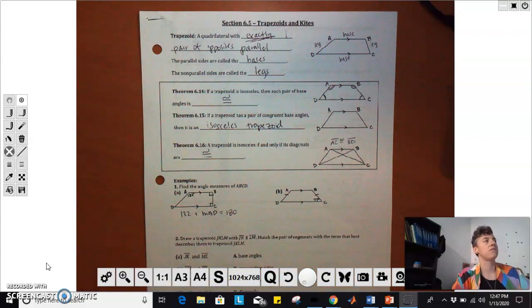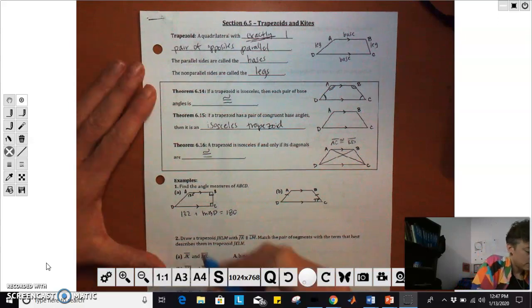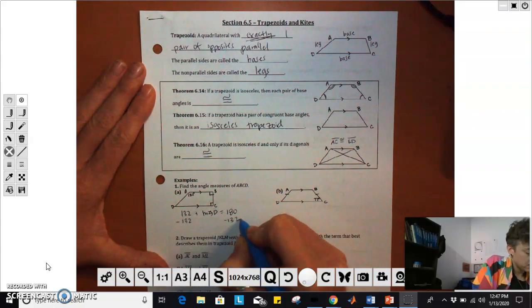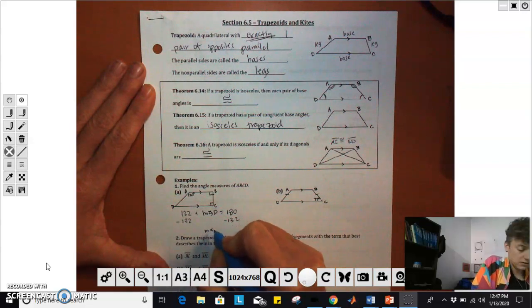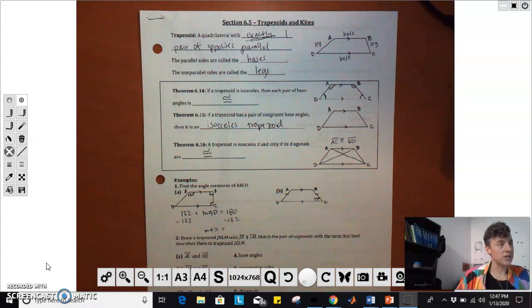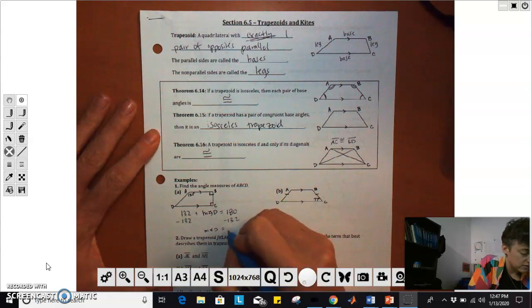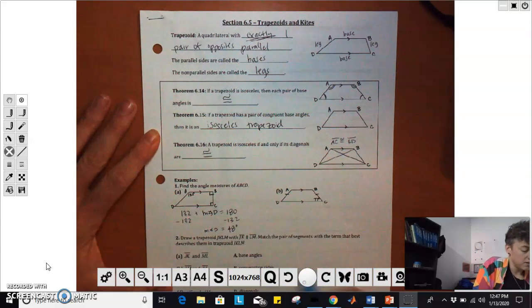Take 20 seconds trying to solve that for angle D. 180 minus 132, I'm going with 48 degrees. Is that correct? Yeah. All right. 48 degrees.